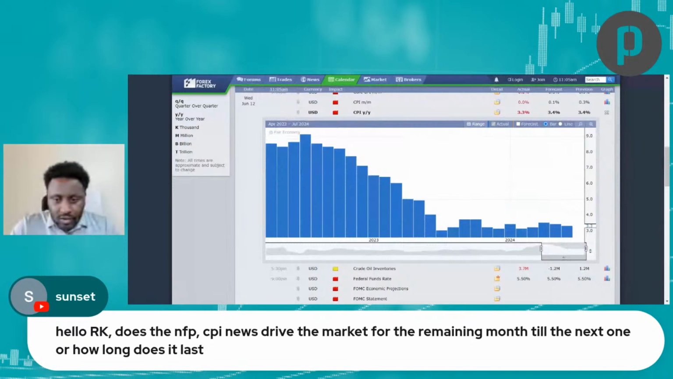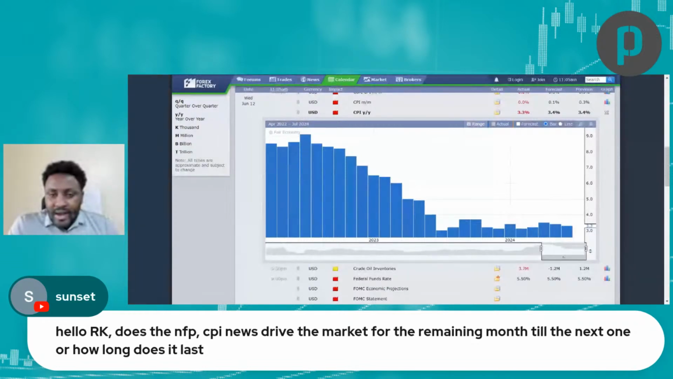So there's one more question here. Does the NFP CPI news drive the market for the remaining month till the next one, or how long does it last? So think about it this way. When trading, we are observing the Federal Reserve as the key decision maker that brings about the major trends in the dollar, where if the Federal Reserve is hiking interest rates, the dollar strengthens in the long run. If it's cutting interest rates, then the dollar weakens in the long run.